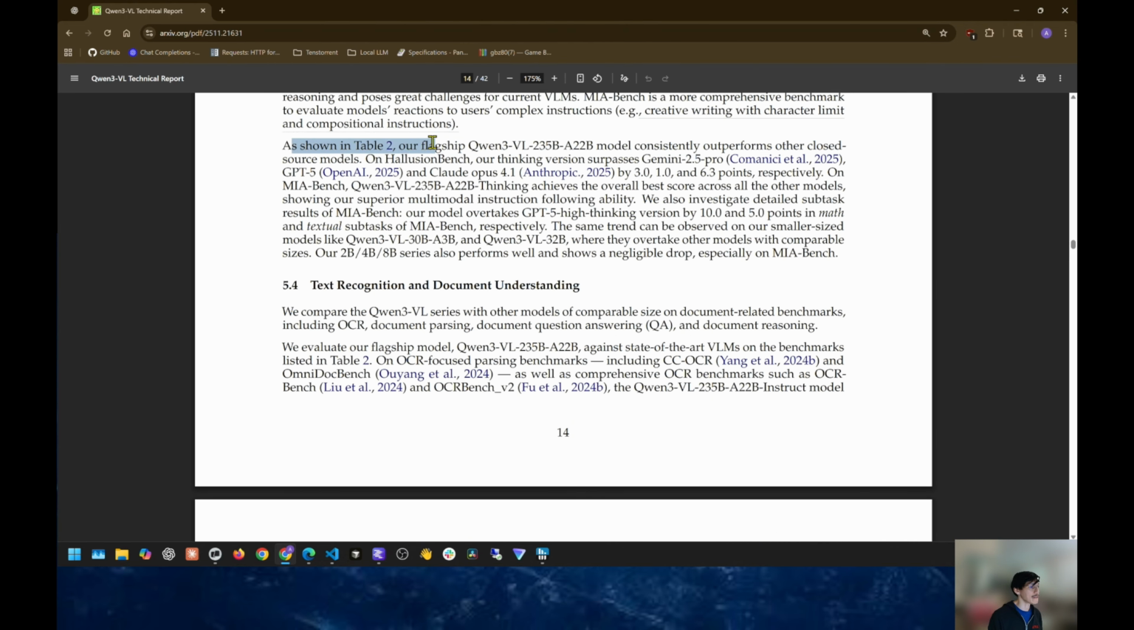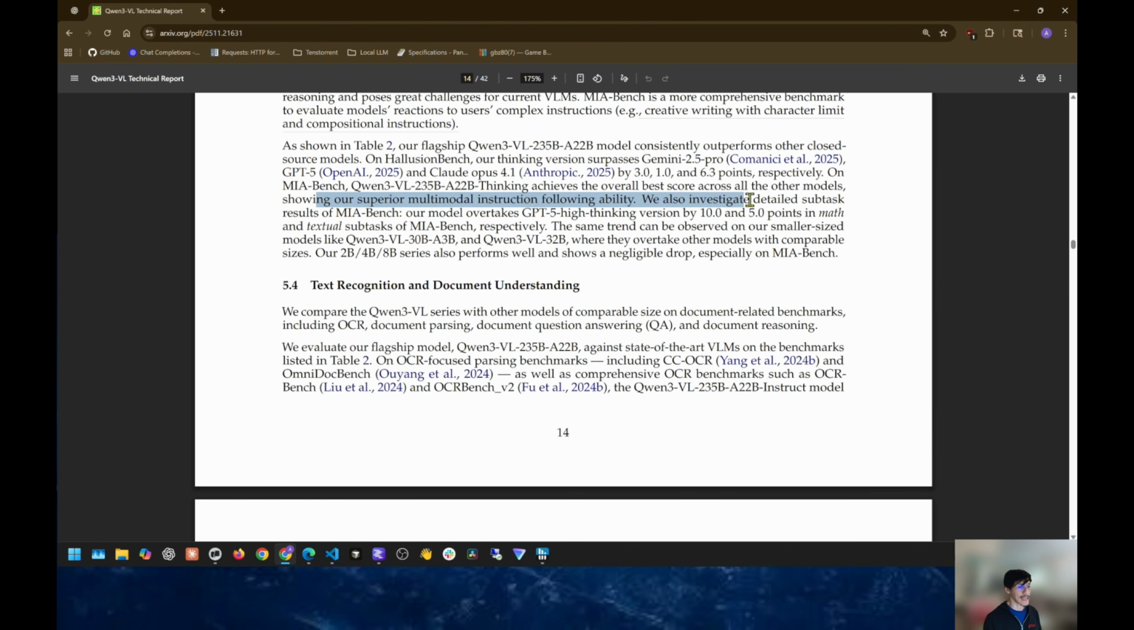As shown in Table 2, our flagship Qwen3 VL235B A22B model consistently outperforms other closed-source models. On Hallution Bench, our thinking version surpasses Gemini 2.5 Pro, GPT-5, and Claude Opus 4.1 by 3.0, 1.0, and 6.3 points respectively. On MIA Bench, Qwen3 VL235B A22B Thinking achieves the best score overall across all the other models, showing our superior multimodal instruction following ability.